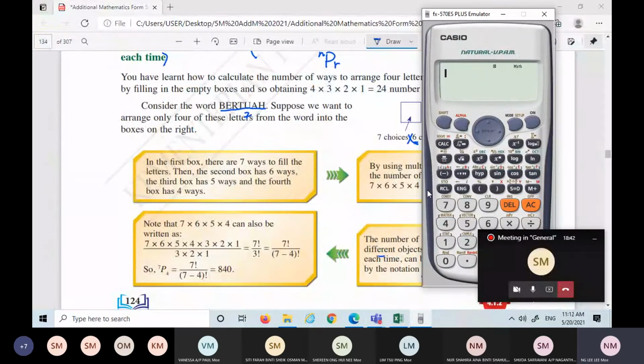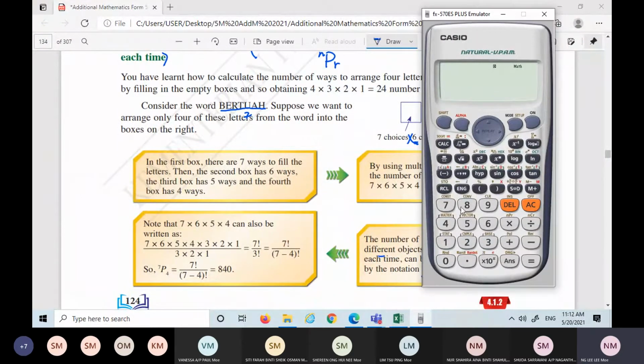You can directly do 7P4. You press 7 here, then press shift, times, P is here. Then 4, and then the answer. 840. So you can directly get the answer from the calculator.